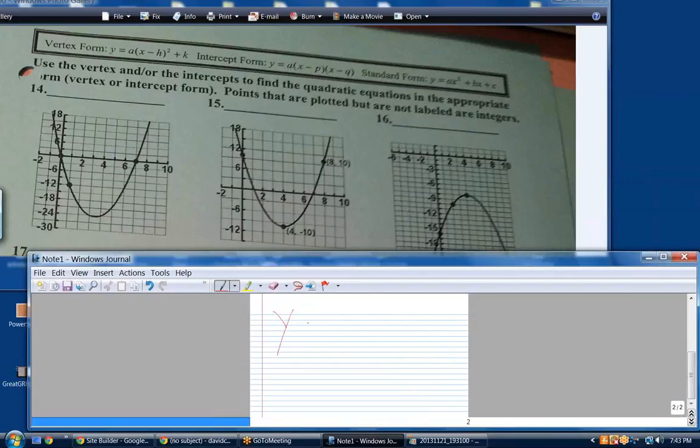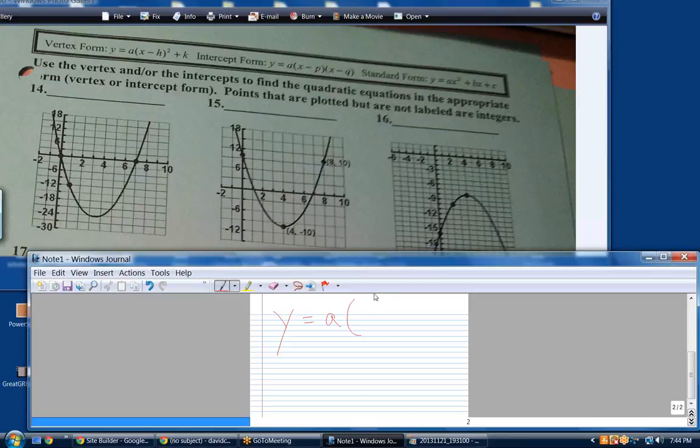Y equals A in parentheses. I'm still stuck on how to solve these. Okay, if we look up here at the intercept format, it's A times x minus p times x minus q, and p and q are the intercepts. So what are the intercepts?